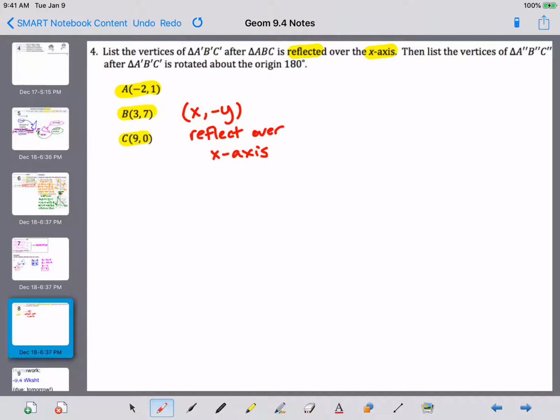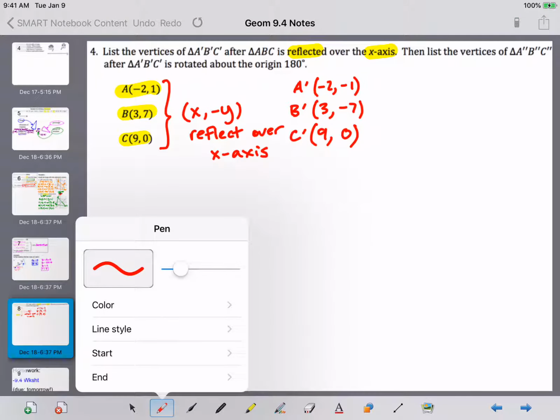So if we use that rule, what that does is it just makes all the y values opposite. So the x does not change. So for A prime, we're going to have -2, and then that positive 1 is going to become negative. For B prime, the 3 stays the same. The positive 7 becomes negative. And for C prime, the 9 stays the same, and you can't really make 0 negative, so that is actually going to stay in the same spot. All right, so those are the first points. So that's after we reflect over the x-axis.